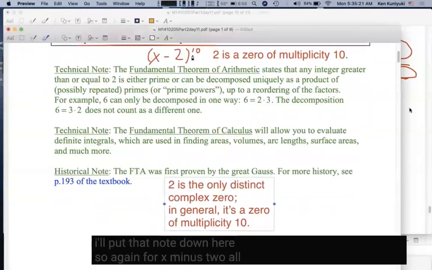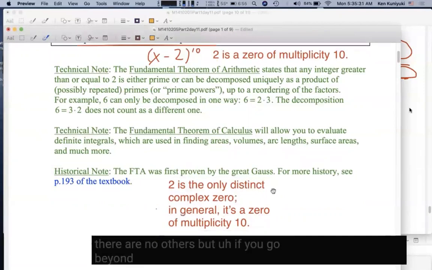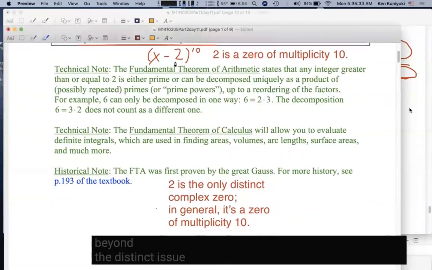So again, for x minus 2 all to the 10th, 2 is the only distinct complex 0, the only different one. There's only one distinct one. There are no others. But if you go beyond the distinct issue, there are 10 complex zeros. They're all named 2. 2 is a 0 of multiplicity 10. Likewise, for x to the 100th, 0 is a 0 of multiplicity 100.